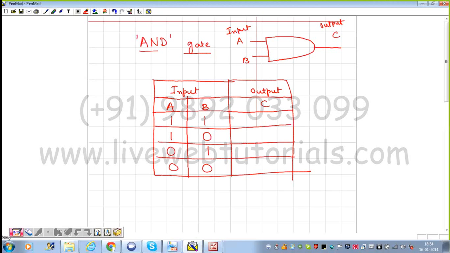Now as I've said, the name of the gate is AND gate. It means A and B both should have current, then only we are going to get the output at C. For rest all, we are not going to get any output. So this is the truth table for AND gate.